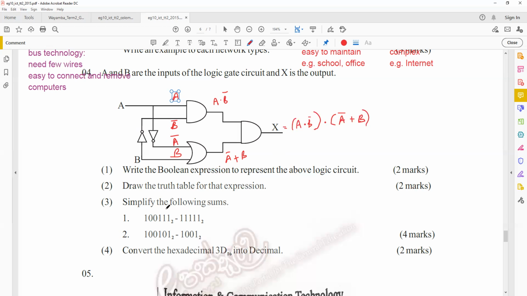Can you draw the truth table and WhatsApp me the answer? Okay, draw the truth table and WhatsApp me the answer.